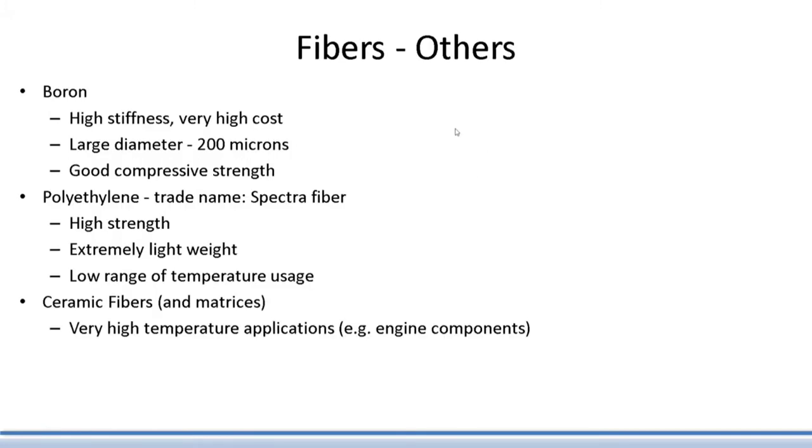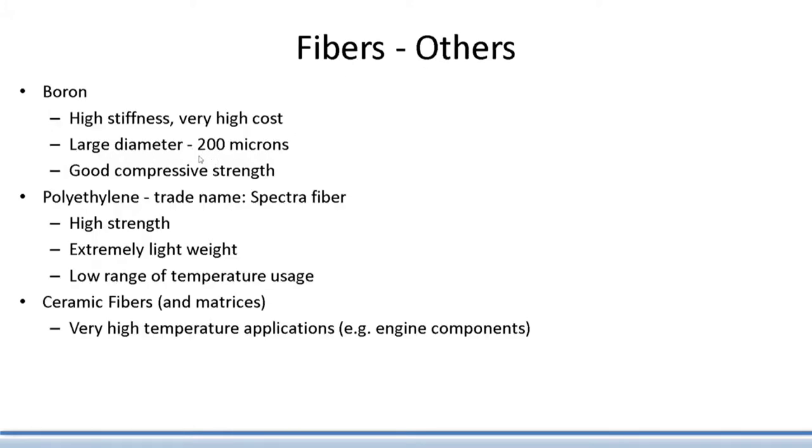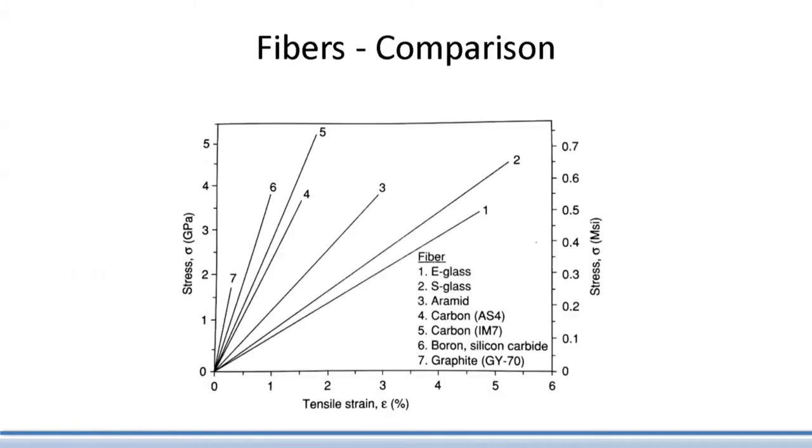Boron fibers are another type of system. They're high stiffness, very high cost, large diameter, very different from carbon, which is 5 to 8 microns. Here we have close to 40 times the diameter. Great compression strength as a consequence. We also have another one called polyethylene. Trade name is Spectra fiber. You may see the high strength, extremely lightweight, low range of temperature use. So very nice for low temperature use. We also have ceramic fibers, for very high temperature applications like composites for engine applications. That's where you're going to see that.